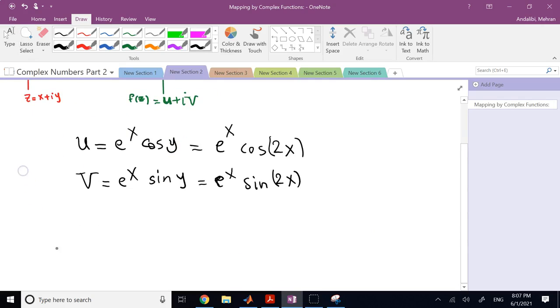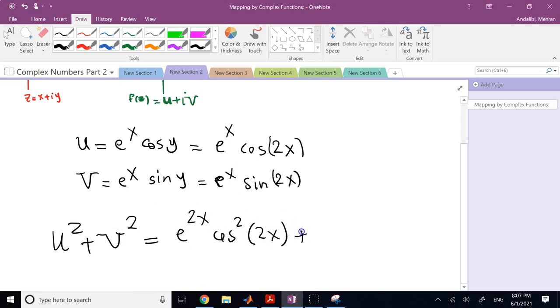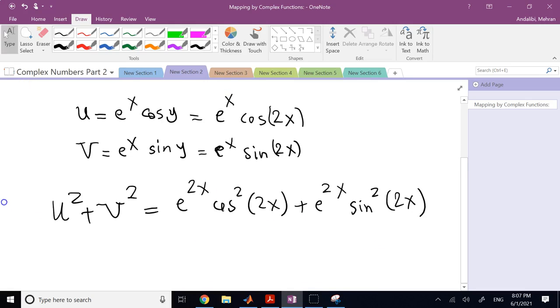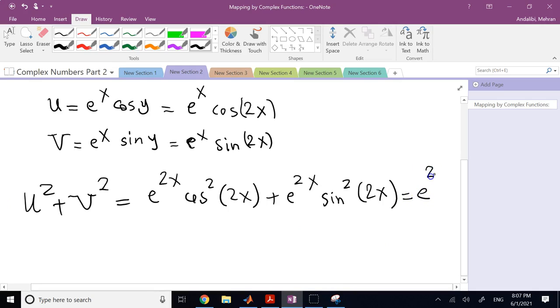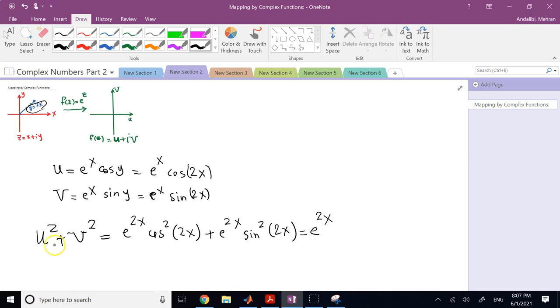Well, if I square u and v and add them together, what do I get? So u squared plus v squared is going to be e to the 2x cosine squared of 2x plus e to the 2x sine squared of 2x. And if I factor out e to the 2x, I get sine squared plus cosine squared, which is 1. So you will simply get e to the 2x. So u and v are related through x, and y has nothing to do with it. All that matters is x and how x is changing on this line. How y is changing is not important.